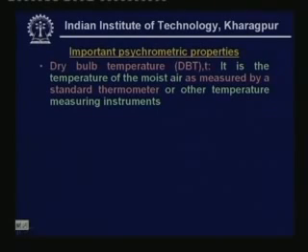So, actually, dry bulb temperature is nothing but the temperature. We add the term dry bulb because we also have another temperature called the wet bulb temperature. To distinguish between these two, we call this temperature the dry bulb temperature. So, dry bulb temperature is the normal temperature measured by a standard temperature measuring instrument such as a thermometer.